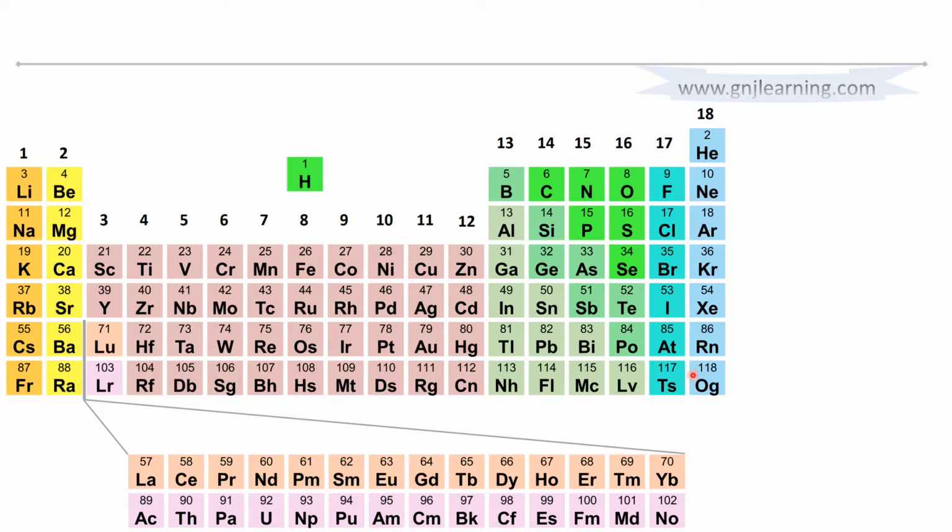Then we have two separate rows of elements placed below the periodic table, and they are the f block elements. So the first 2 groups are s block elements. The last 6 groups from 13 to 18 are called p block elements, the groups from 3 to 12 we call d block, and the rows placed at the bottom we call f block elements.